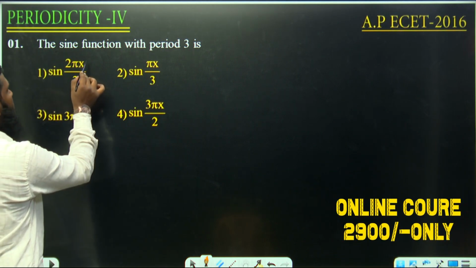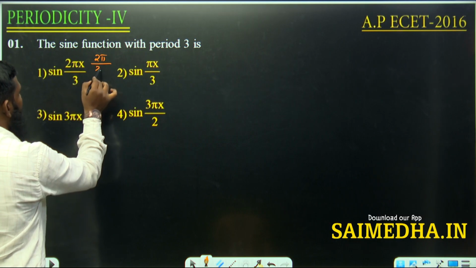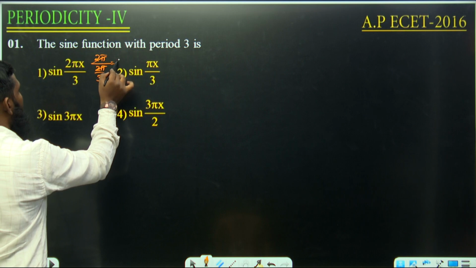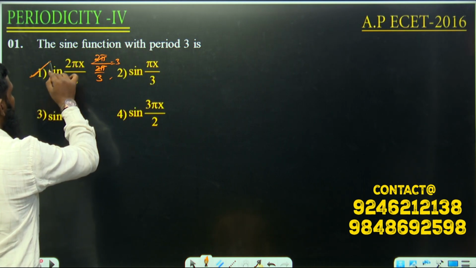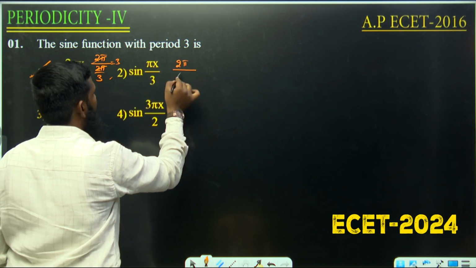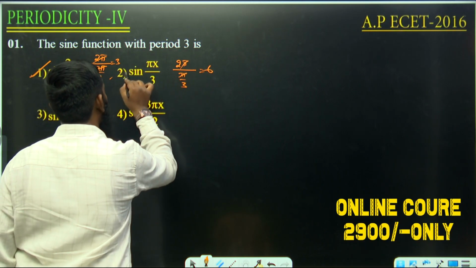Now if you are going for the first one over here, what are we having? 2 pi divided by what we are having over here? 2 pi by 3. 2 pi gets cancelled, 3 will go to the numerator. Option 1 is correct over here. If you are going with this part, what will happen? 2 pi divided by pi by 3, pi gets cancelled, 3 2s are 6. Option 2 is wrong.